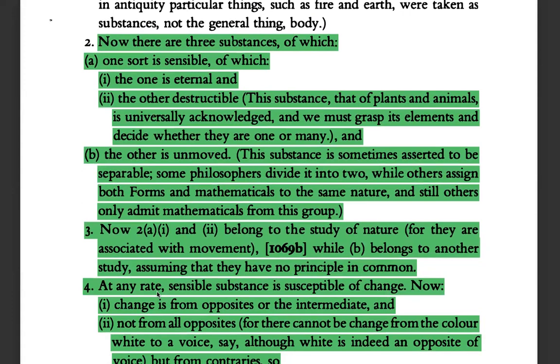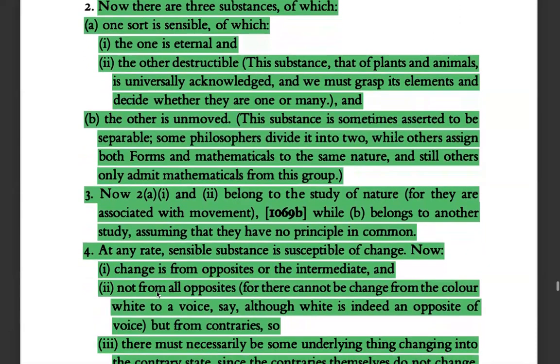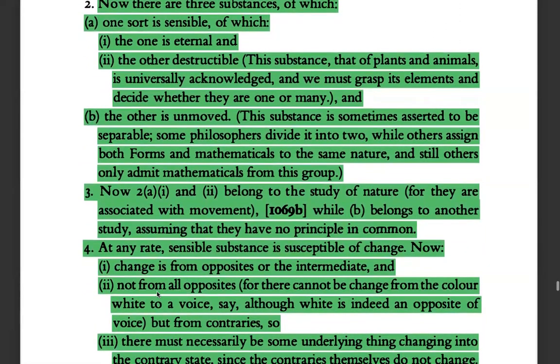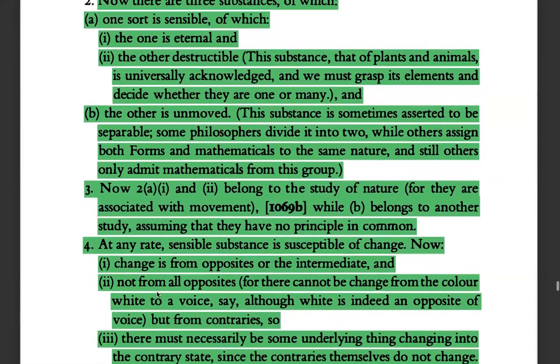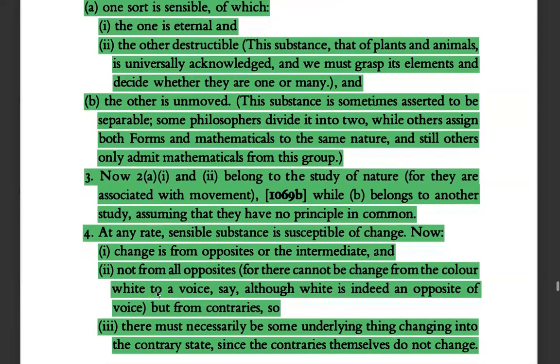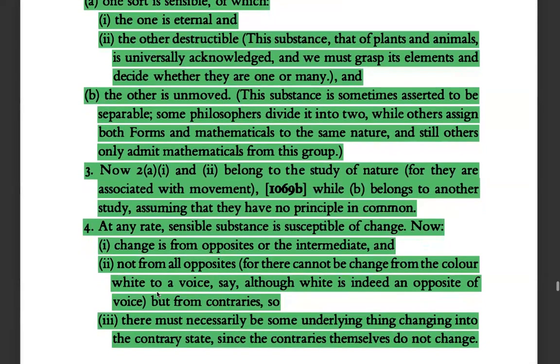Now there are three substances, of which one sort is sensible, of which the one is eternal, the other destructible. This substance, that of plants and animals, is universally acknowledged, and we must grasp its elements and decide whether they are one or many. And the other is unmoved. This substance is sometimes asserted to be separable. Some philosophers divide it into two, while others assign both forms and mathematicals to the same nature, and still others only admit mathematicals from this group.